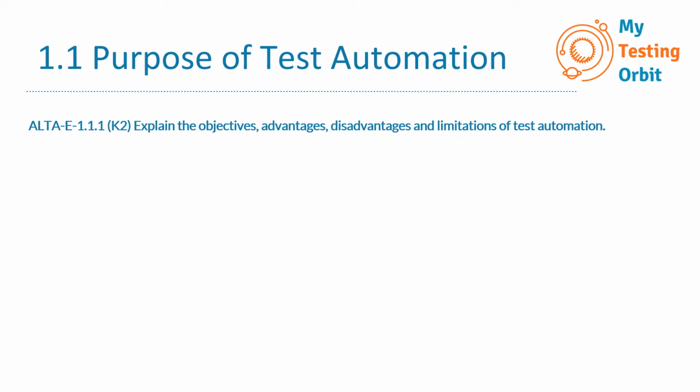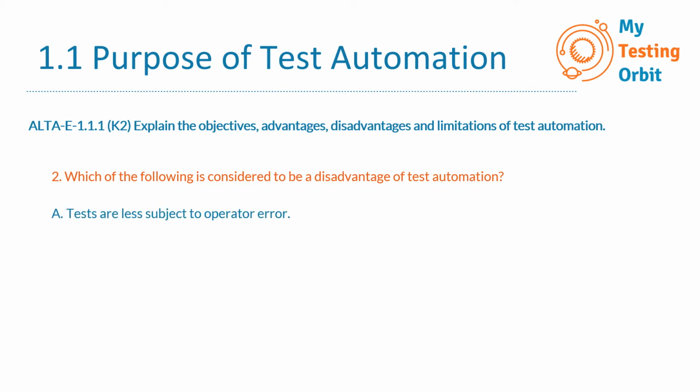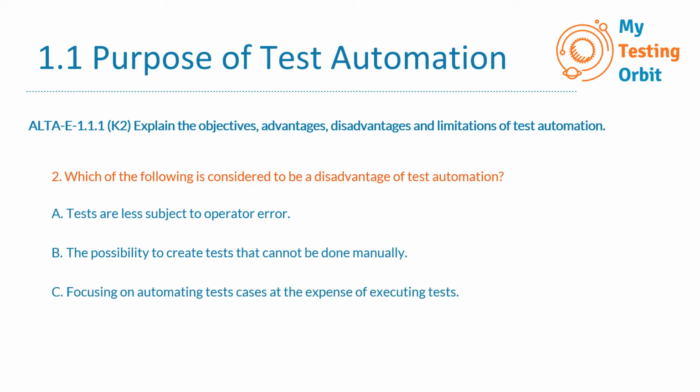Continuing with the same learning objective, the second question is: which of the following is considered to be a disadvantage of test automation? The options are A, tests are less subject to operator error; B, the possibility to create tests that cannot be done manually; C, focusing on automating test cases at the expense of executing tests; D, systems reliability is improved. Let's go through the first one. Tests are less subject to operator error. It is more of an advantage rather than a disadvantage. So of course A is incorrect.